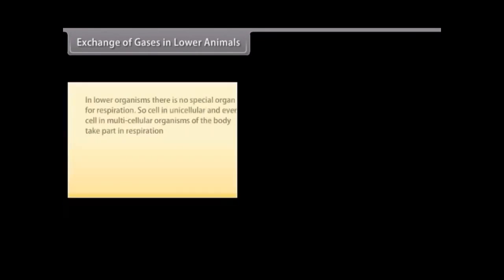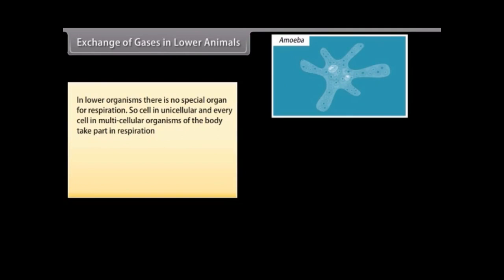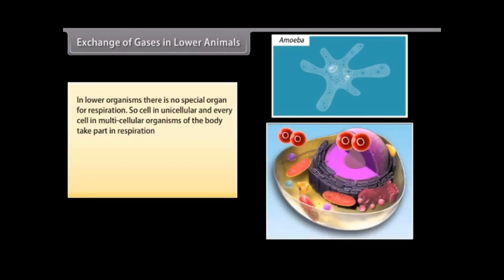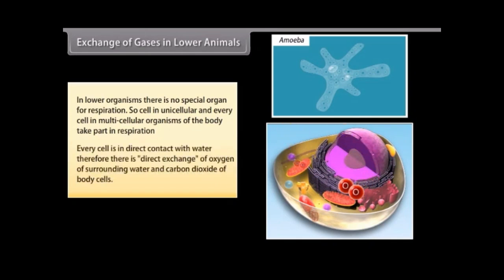Exchange of gases in lower animals. In lower organisms, there is no special organ for respiration. So, the cell in unicellular organisms and every cell in multicellular organisms takes part in respiration. Every cell is in direct contact with water, therefore there is direct exchange of oxygen from the surrounding water and carbon dioxide of body cells.